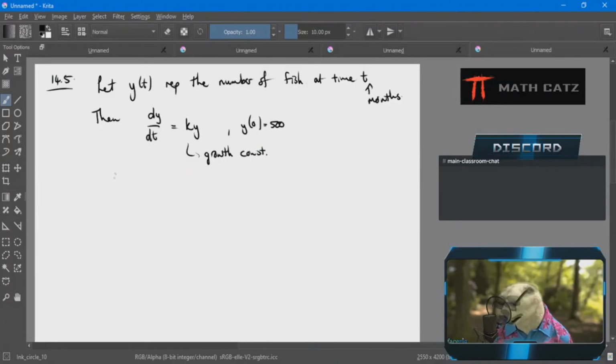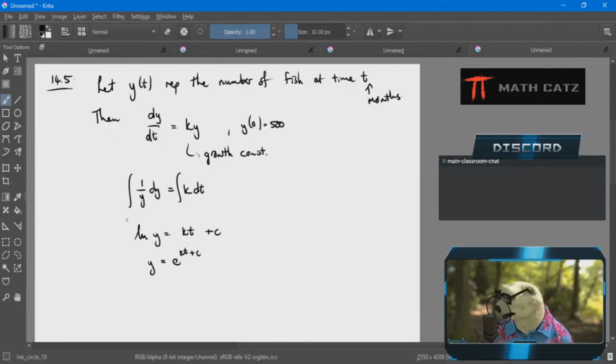Then, just to practice and prepare, I show how this differential equation leads to my exponential growth function. Then 1 over y dy is equal to k dt when I separate the variables. I integrate both sides. I get natural log of y equals kt plus a constant, the integration constant. Y is equal to e to the kt plus c.